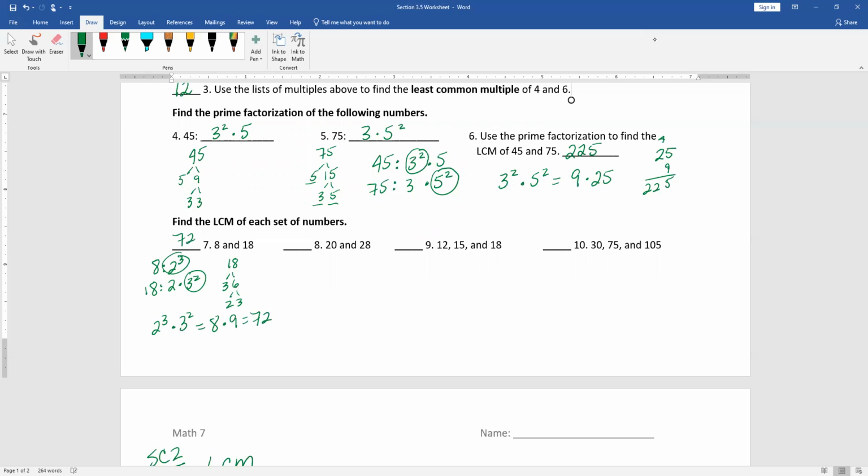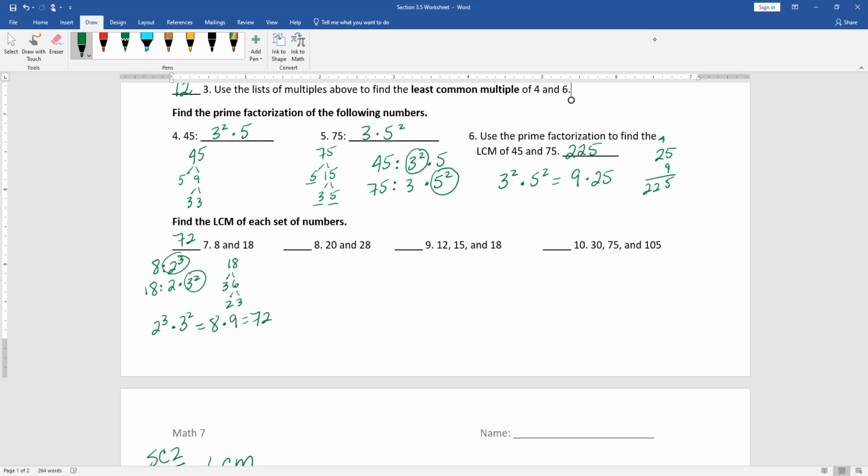So 72, which could have taken us a while if we were using the list of multiples, because you would have to have gone through 9 non-zero multiples of 8 to finally find 72. So that's why the prime factorization can be much faster.